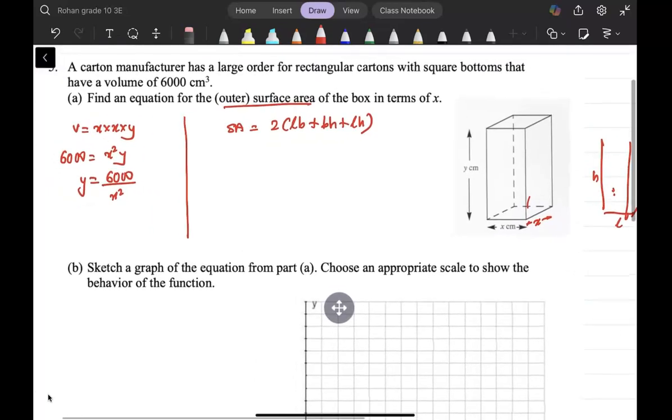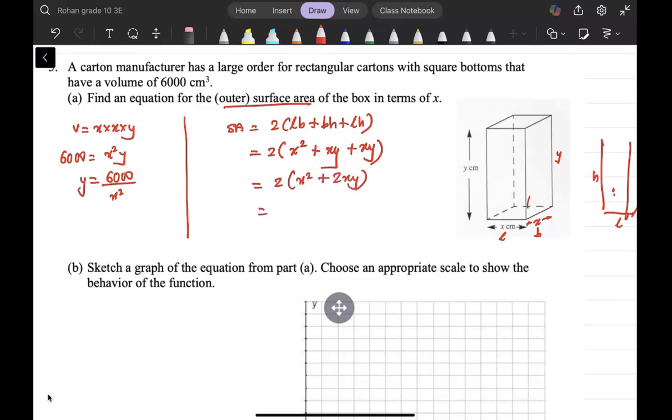So now you substitute. What's your length? x. Breadth is also x. So length into breadth is x square. Plus base into height: base is x and height is y. Length into height, x y. So 2x square plus 2xy. Remove x common. So 2x times x plus 2y. Now what's your y?